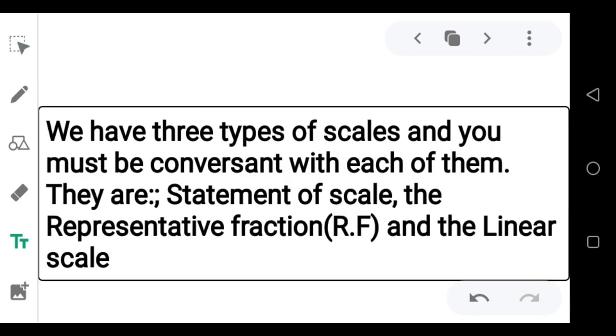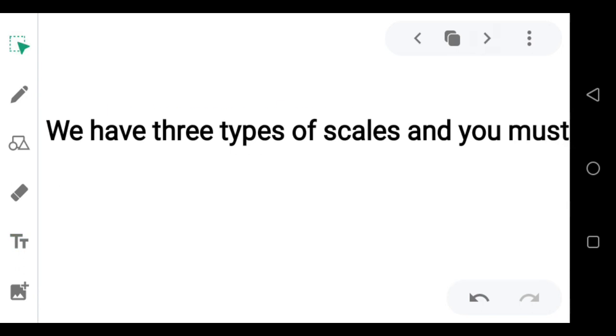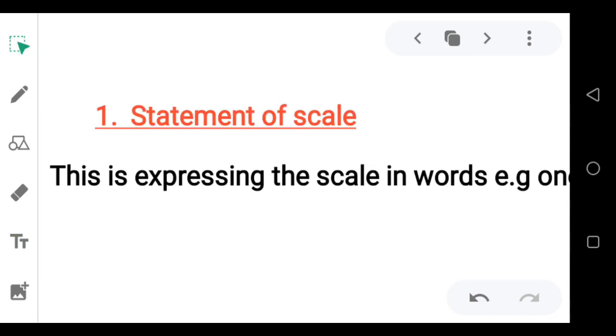We have three types of scales, and you must be conversant with each of them. They are statement of scale, the representative fraction, that is the RF, and the linear scale. So let's start from the first one, statement of scale.